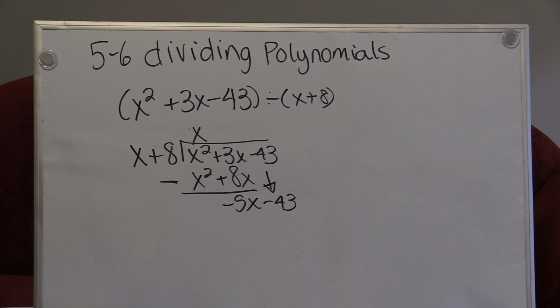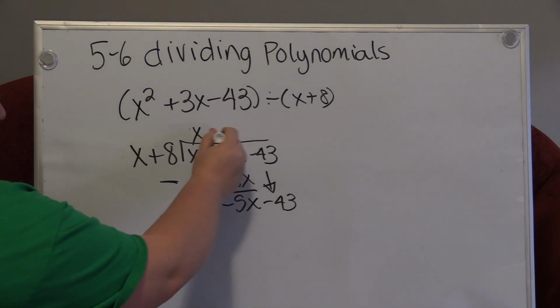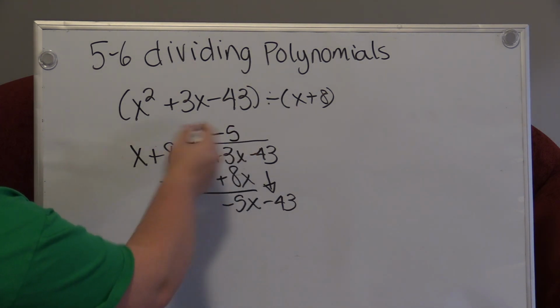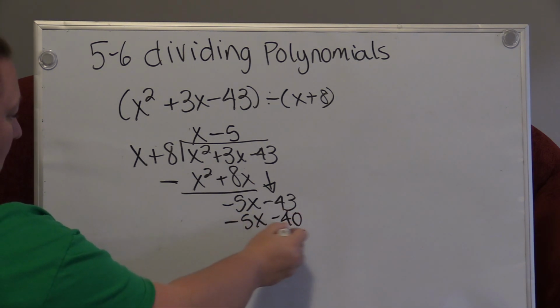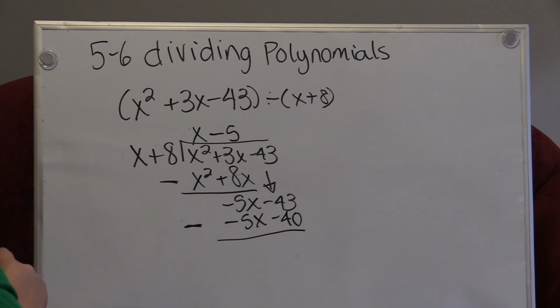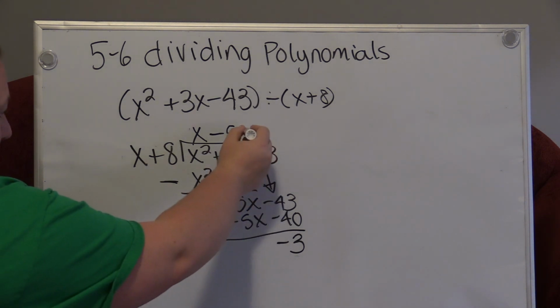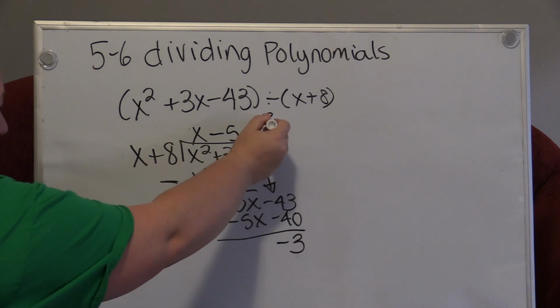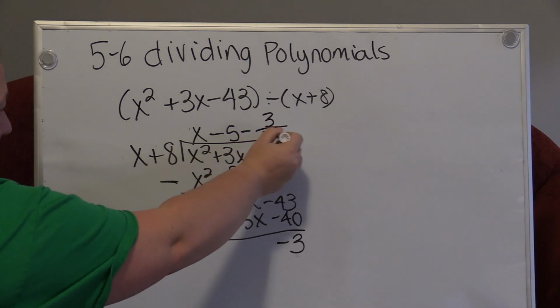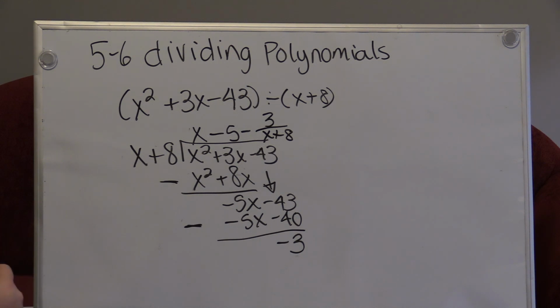And now we're going to divide again. So x times what is negative 5x? Negative 5. So now we multiply. I get negative 5x minus 40. We're going to subtract all of that. These cancel, and this becomes negative 3. And my remainder is negative 3. So, because it's negative, I get a minus sign: 3 over x plus 8. And that's what I get when I divide.